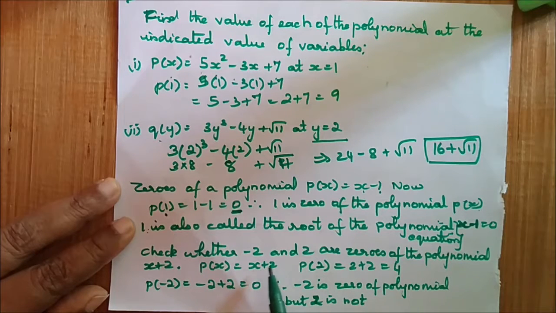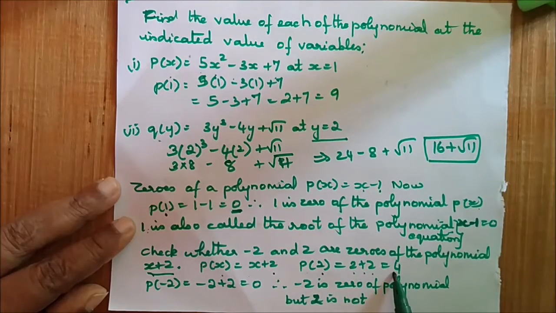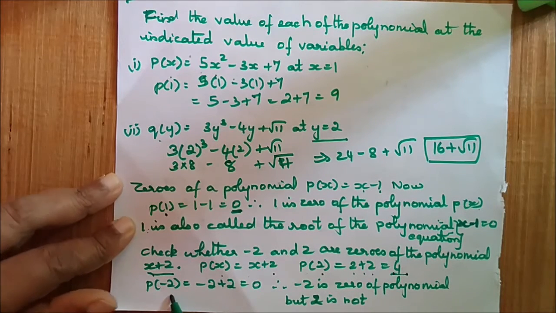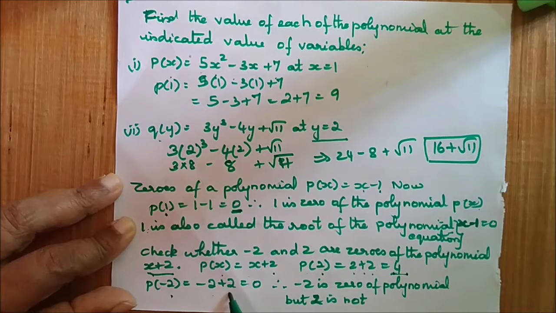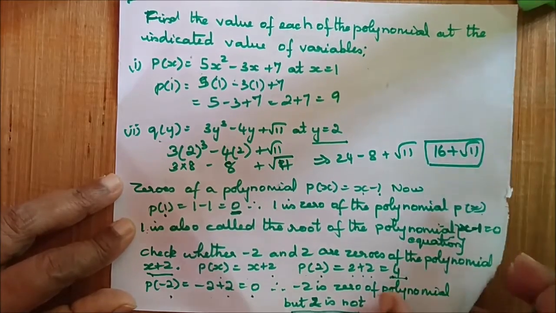Check whether minus 2 and 2 are the zeros of the polynomial x plus 2. p of x is equal to x plus 2. When I do p of 2, it is 2 plus 2 equals 4. It is not the zero of the polynomial. Now p of minus 2 is minus 2 plus 2 equals 0, so minus 2 is the zero of the polynomial and 2 is not the zero of the polynomial.